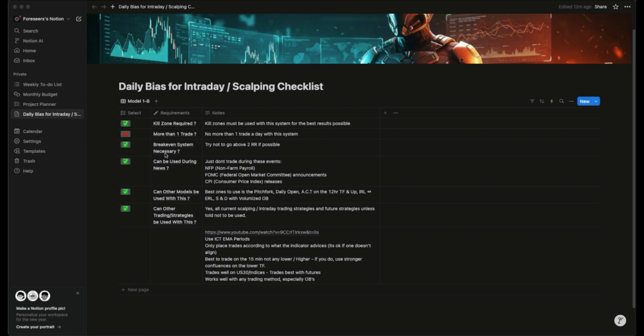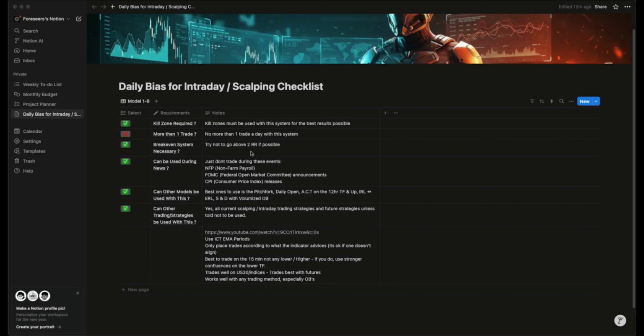Next is, does this require some kind of break-even system? And the answer is yes. I would recommend you go to break even at some point, especially when using this type of model for your bias. And by the way, the reason why it's called Model 1B, the B stands for bias.